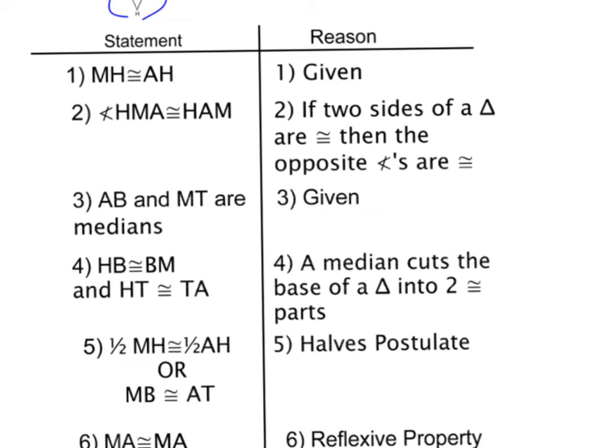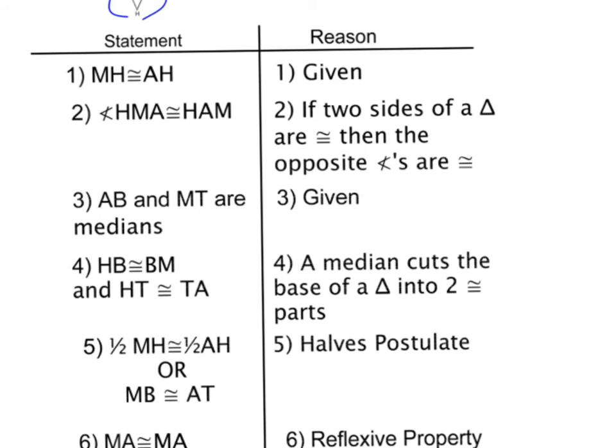1/2 of MH is congruent to 1/2 of AH, or MB is congruent to AT. Notice this "or" always seems to happen when we have used either the addition or the subtraction postulate. So we're going to use this "or" right here: 1/2 of MH is congruent to 1/2 of AH, or MB is congruent to AT. The important part here is that MB and AT are the pieces that are in the triangle that we're trying to prove. So that's the halves postulate.